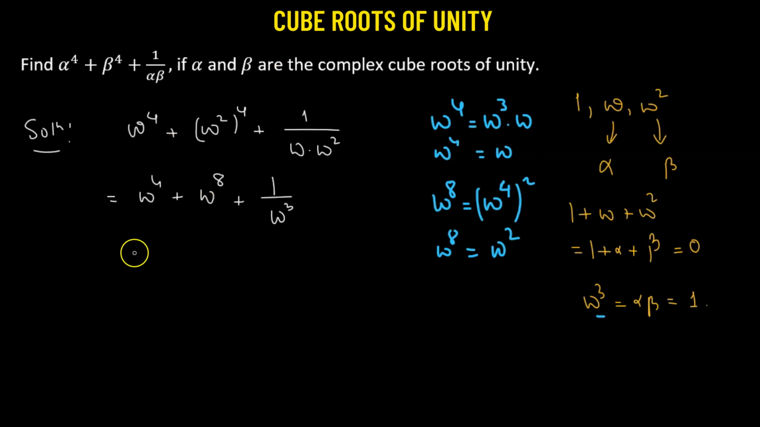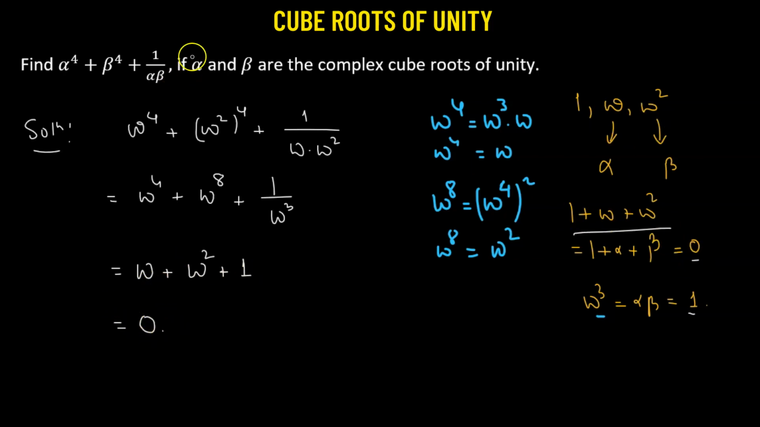So let's replace this value here. So here we have omega. Omega raised to the power of 8 will be omega squared, and omega cubed, this value is equal to 1. So we have 1 divided by 1, which is simply 1. Now we have 1 plus omega plus omega squared, and we know that the sum of the roots is equal to 0. So this will be 0.